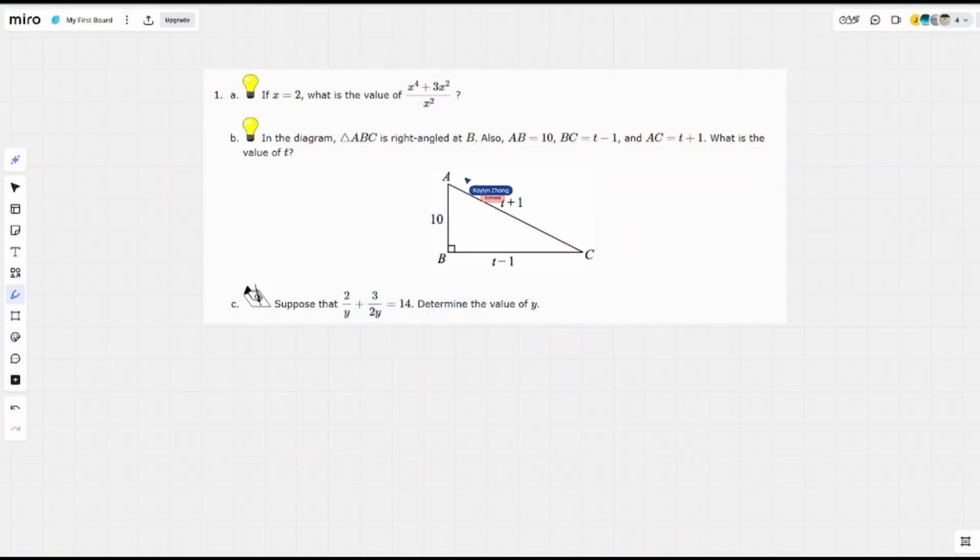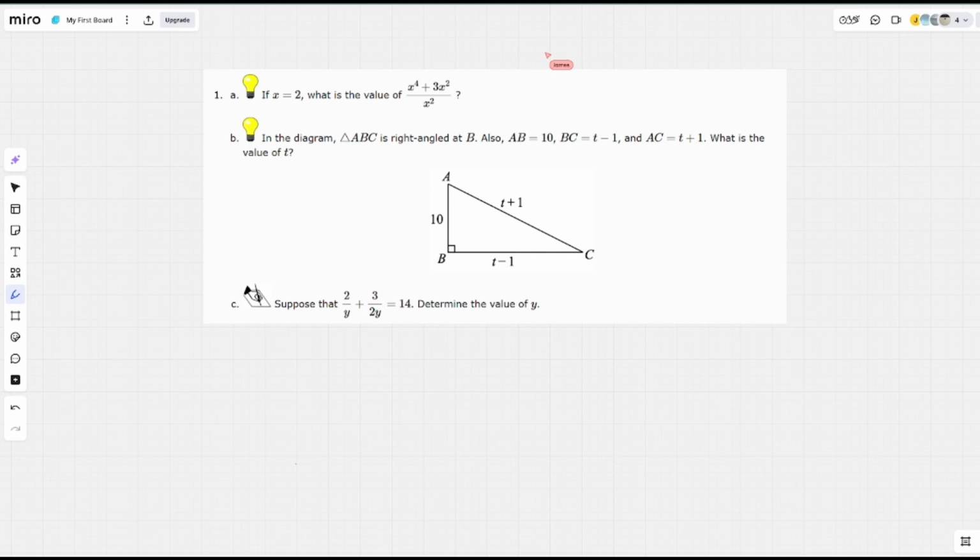Starting with question 1. Euclid questions tend to be pretty easy up until around question 5 or 6, in which it might require a bit more thinking. So this shouldn't take too long to get through the first few questions. If x equals 2, what is the value of x to the power 4 plus 3x squared, divided by x squared?